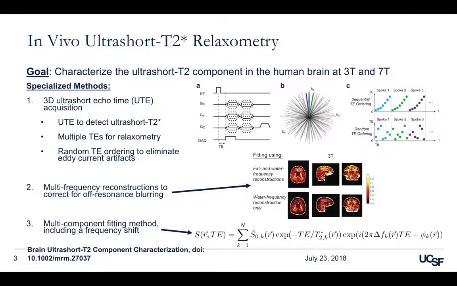So a brief outline of what we've done in this project, where our goal is to characterize the Ultrashort-T2 component in the human brain, both at 3T and 7T, is a majority of what we'll show is we had to develop some specialized methods to detect and characterize this component. This includes a 3D ultrashort echo time, or UTE, acquisition. We also have to do some multi-frequency reconstructions to correct for off-resonance blurring, and finally apply a multi-component model.